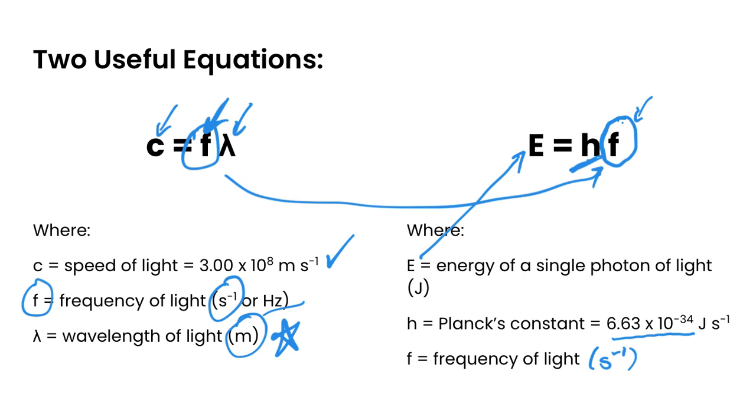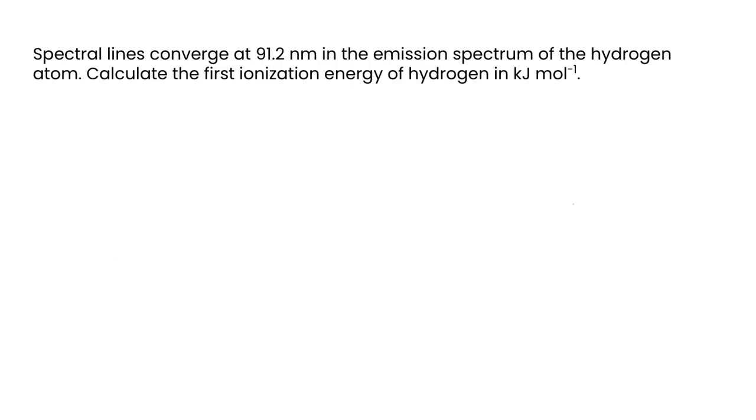So let's take a look at a couple of examples and see how these equations work together. Our first example is we're just going to look at the emission spectrum of hydrogen, and we know that the spectral lines converge at 91.2 nanometers. So we want to calculate the first ionization energy of hydrogen, and we want to get it in kilojoules per mole. So let's start off.